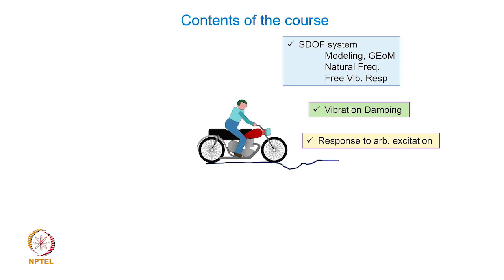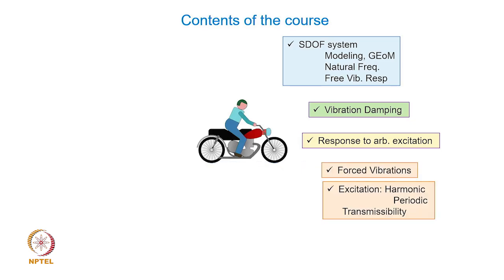For example, if this bike goes through a ditch or over a speed breaker, how does a rider feel the response to such an arbitrary excitation? This topic is another important one in the preliminary topics. Then we will look at the forced vibration theory, where, for example, this vehicle will be subjected to harmonic force excitation, maybe coming from the engine or from the ground.